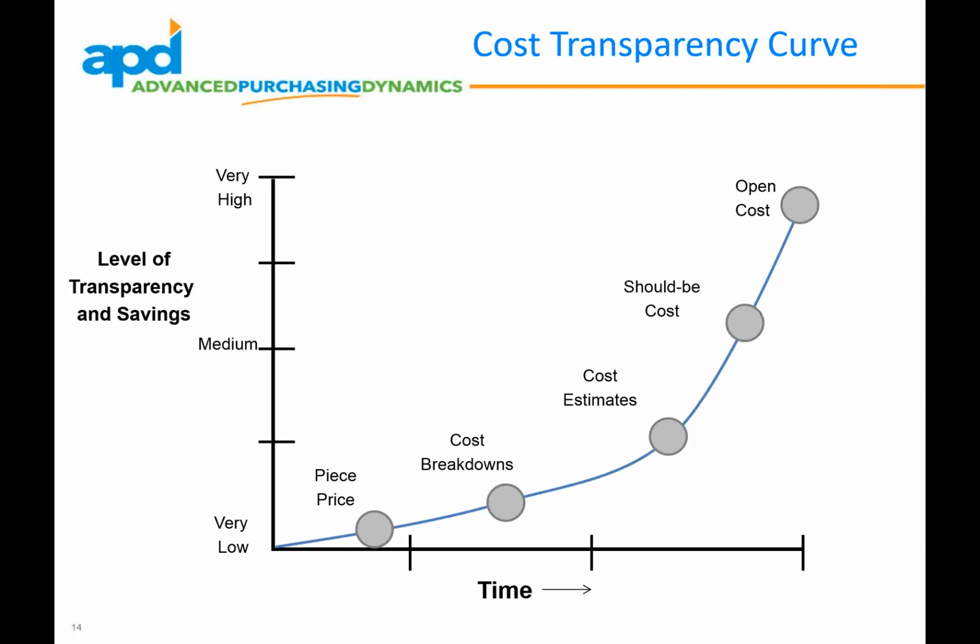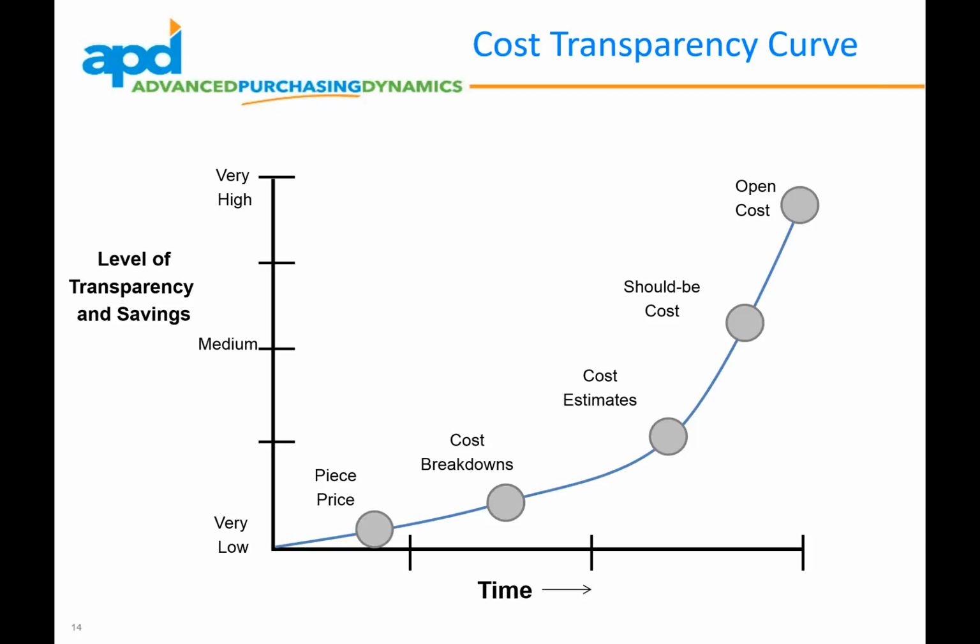We're simply trying to show that on the bottom, the horizontal axis, it takes time to progress along this continuum to get to open book costing. But if you do, on the vertical axis, when we look at level of transparency, there's a direct correlation between the level of transparency, aka being able to understand how a product is really made and what the cost drivers are, and the savings there.